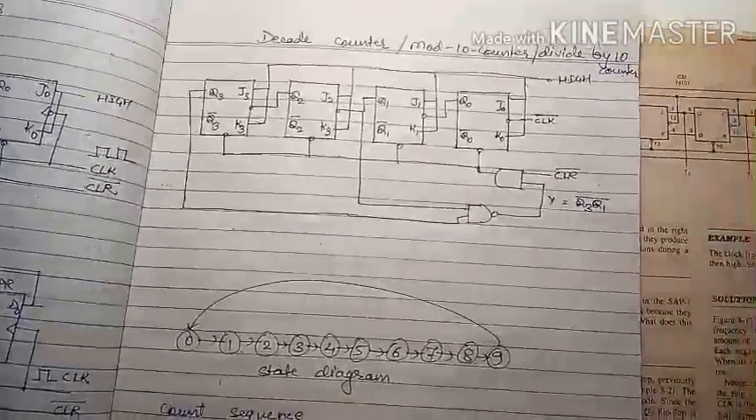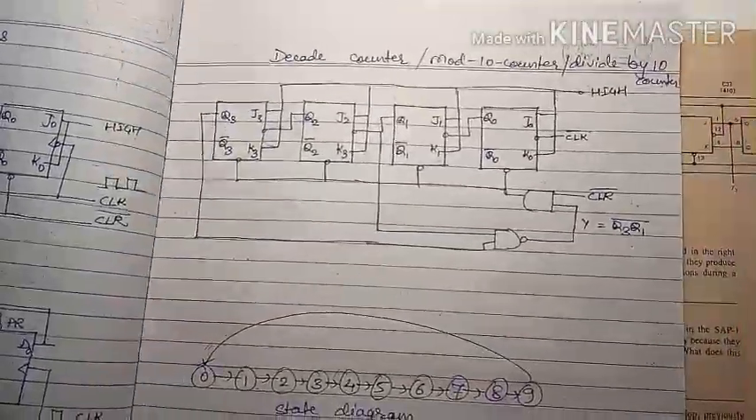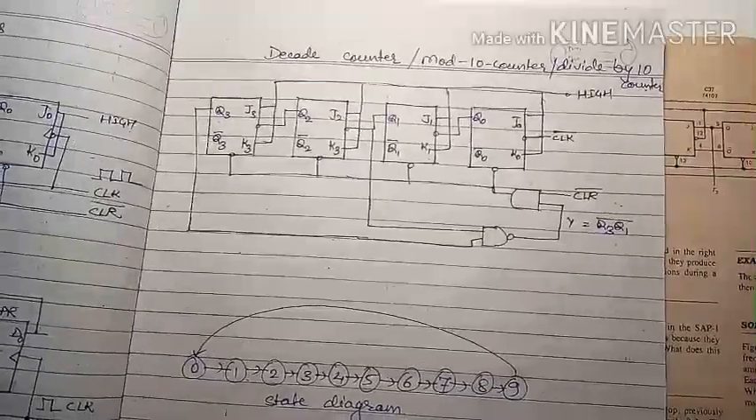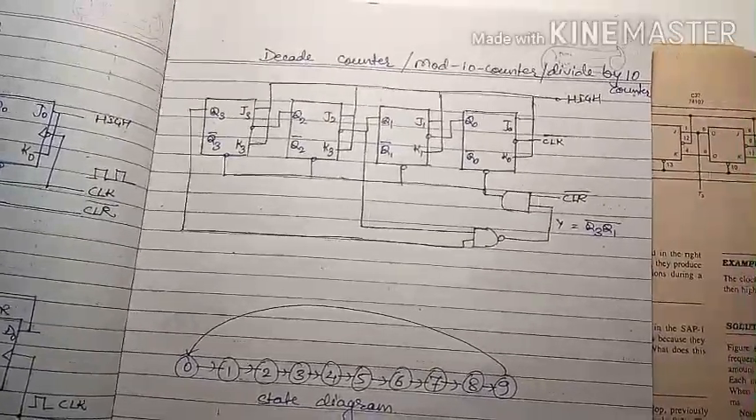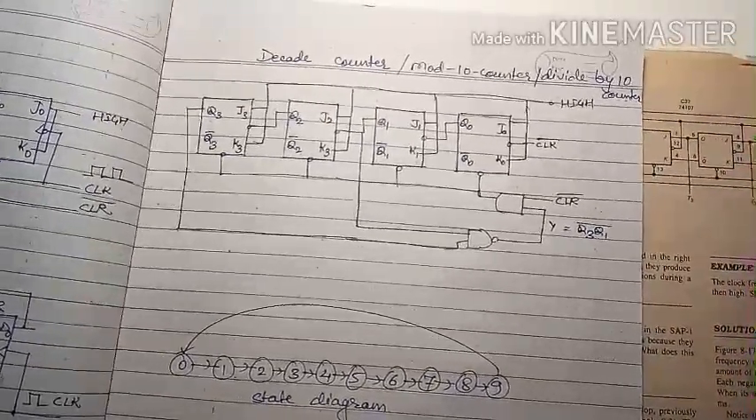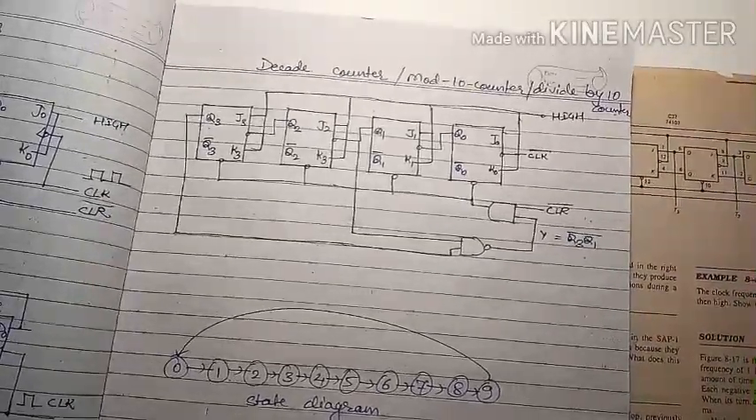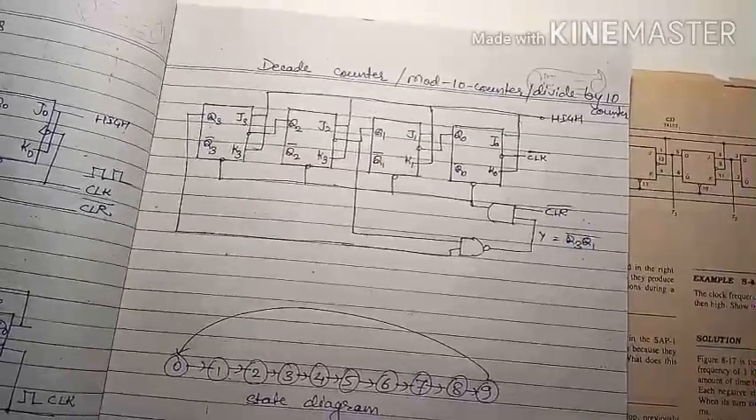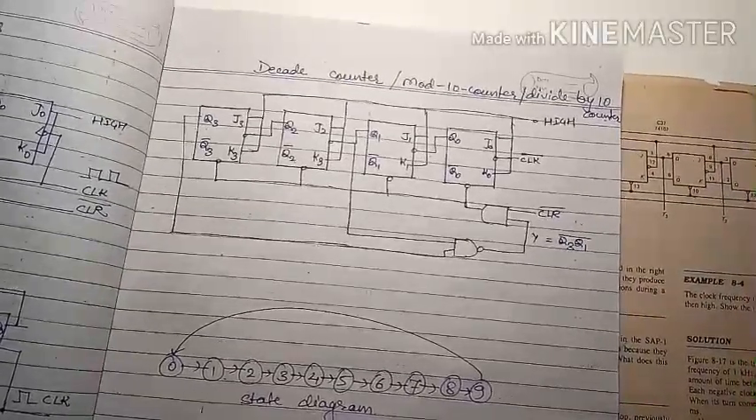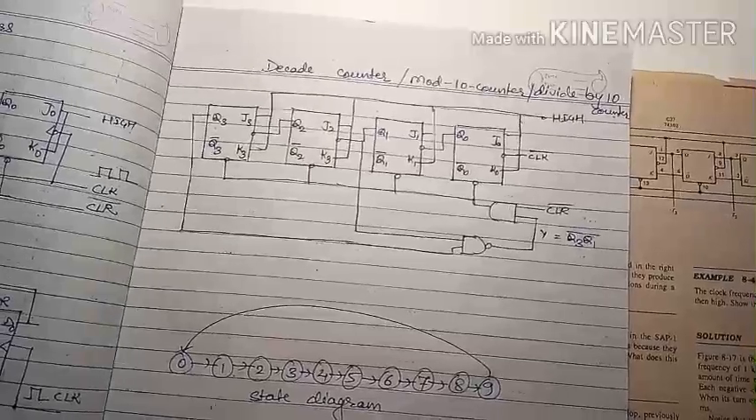So you can see the circuit. In this circuit we are using 4 JK flip-flops, and some special circuit arrangement is made such that the count should not exceed 1001. It means it can count up to 10 pulses. After that it will get reset. So how it works, let us see.